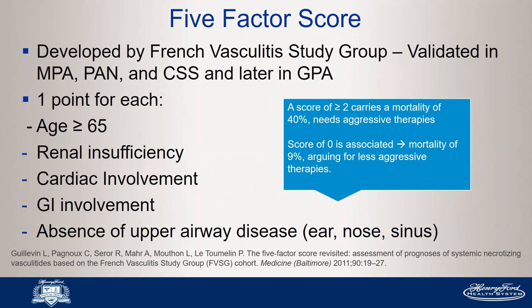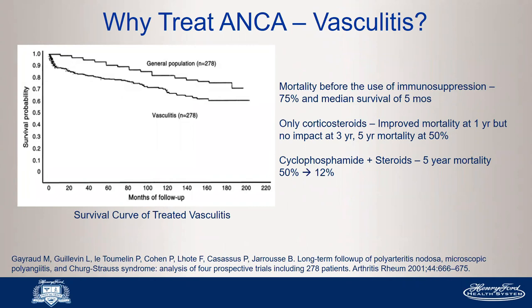So why do we worry about it? Why treat ANCA vasculitis? Before any immunosuppression, even before steroids, when people didn't know what to do with it, the mortality was about 75% with this disease, and median survival was 5 months. So pretty grave prognosis. Then came steroids, and that improved the mortality at 1 year, but showed no impact at three-year mortality, and at five years, at least half the patients with this disease, even though they got treated with steroids, died. So mortality was about 50%. And then cyclophosphamide dramatically improved the mortality from 50% to 12%.